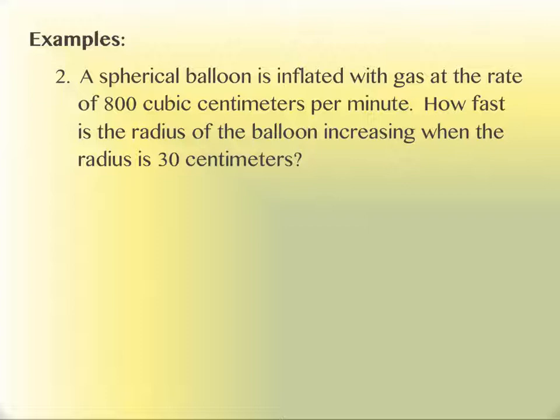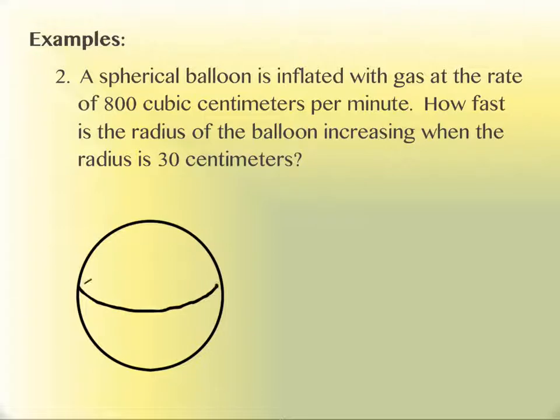So the spherical balloon is inflated with gas at a rate of 800 cubic centimeters per minute. And then it says how fast is the radius of the balloon increasing when the radius is 30 centimeters. What do I do first? Draw a picture. And my picture will look like a what? A circle, and then we're going to turn it three-dimensionally into a sphere, right? So my picture looks something like this. And there's my radius in the middle.